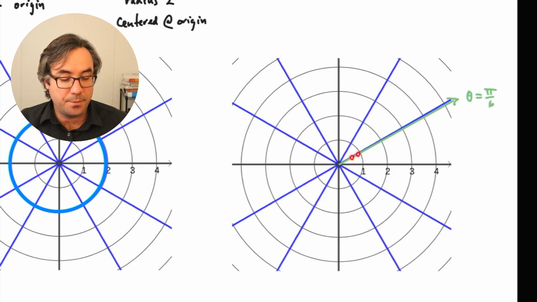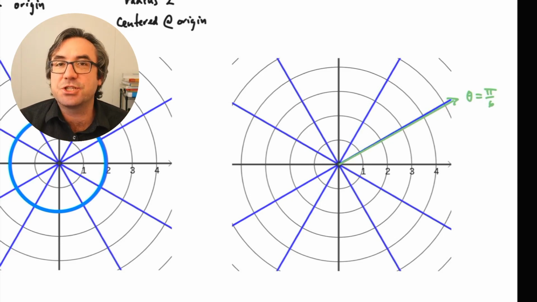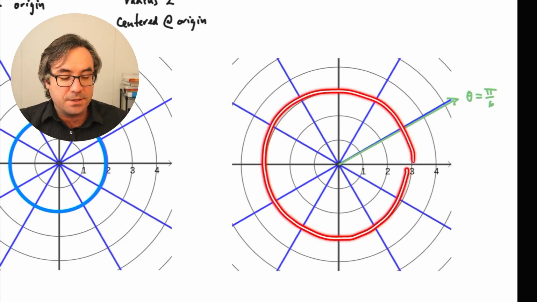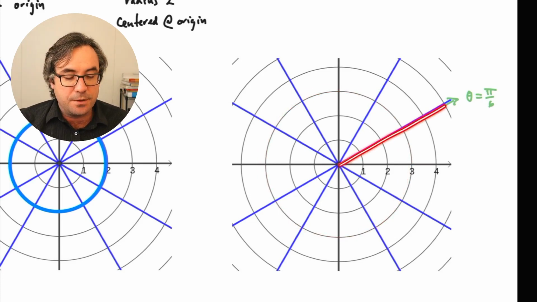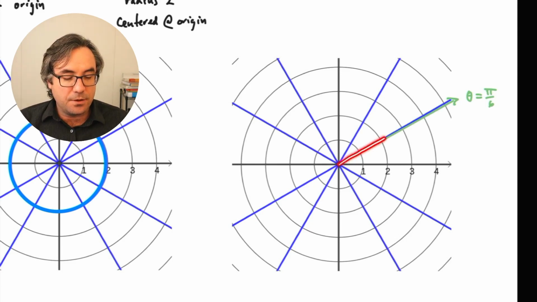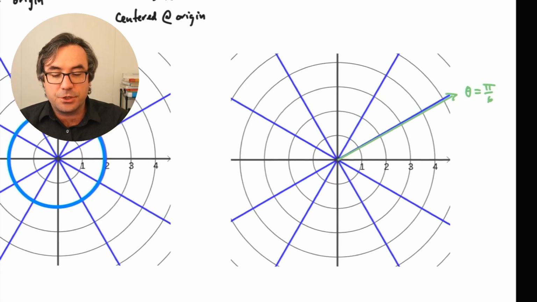Essentially all the points on this ray have an angle measurement of pi over 6, or at least one representation with an angle measurement of pi over 6. We know that if we go around once and then add a little bit more, that's going to have a different theta value, but we could find a different representation that has an angle measurement of pi over 6. All of these points are going to fall on this curve. We could also include the origin.